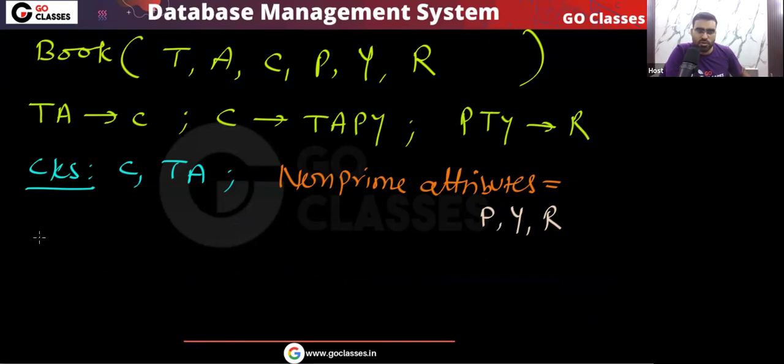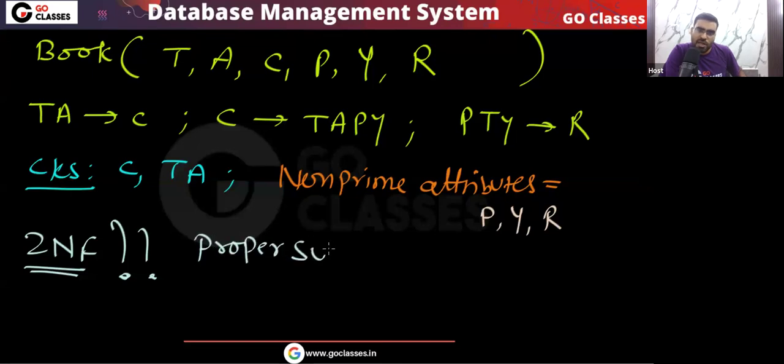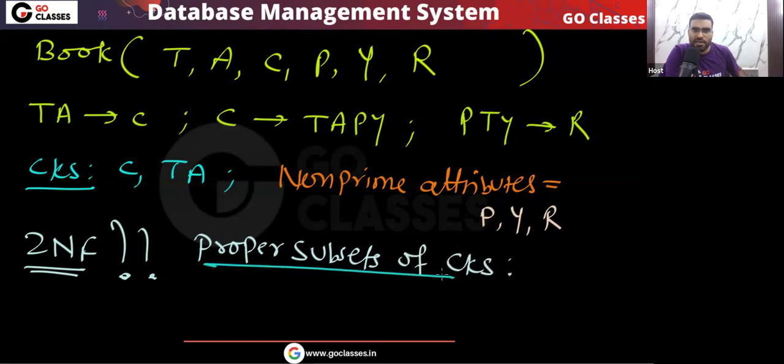Now let's quickly check 2NF. For 2NF, what you will do? You will find proper subsets of the candidate key and check whether they can determine a non-prime attribute. So what are the proper subsets of candidate keys? They are T and A only. That's it.